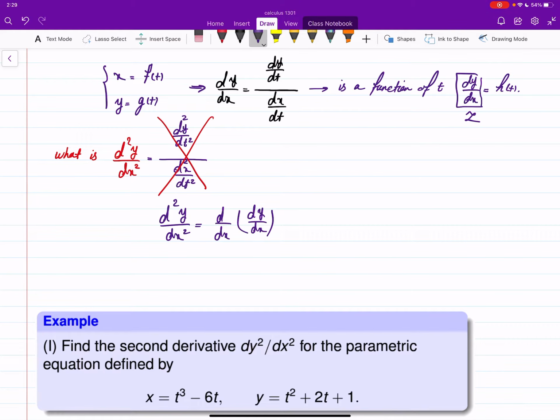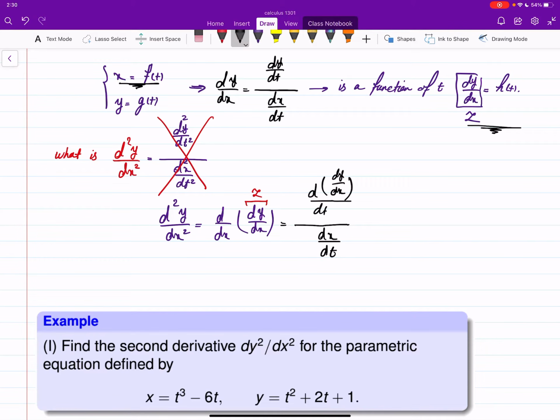Now, if I call this one z, I have x in terms of t, and I have z in terms of t. We are trying to find the derivative of z with respect to x. Then we apply the same theorem, and this time we get dz/dt over dx/dt. In this case, z means dy/dx. So you find the derivative of the first derivative with respect to t, and then divide by the derivative of x with respect to t.